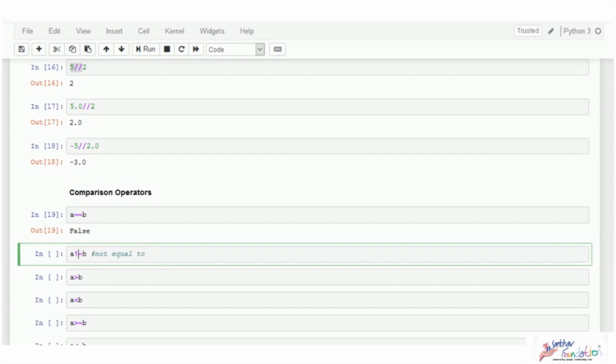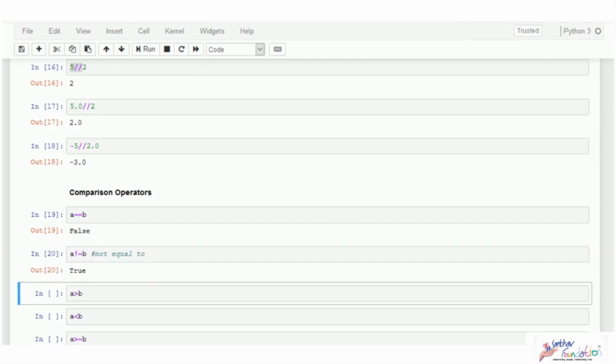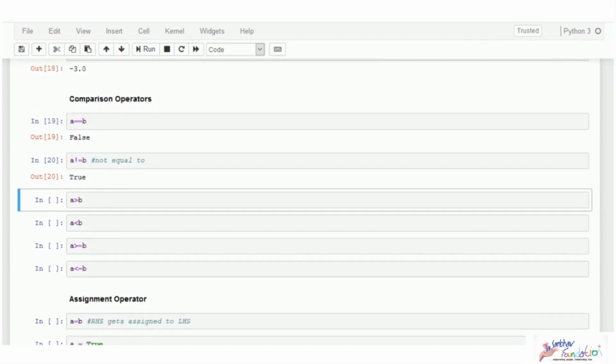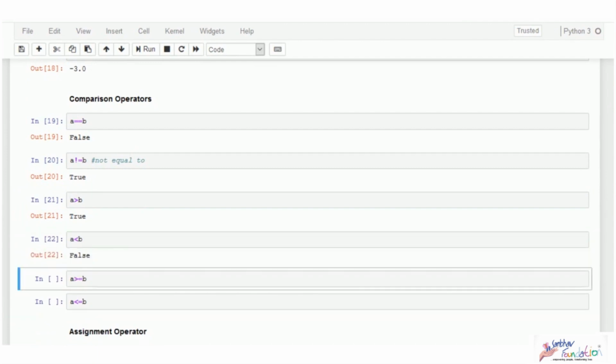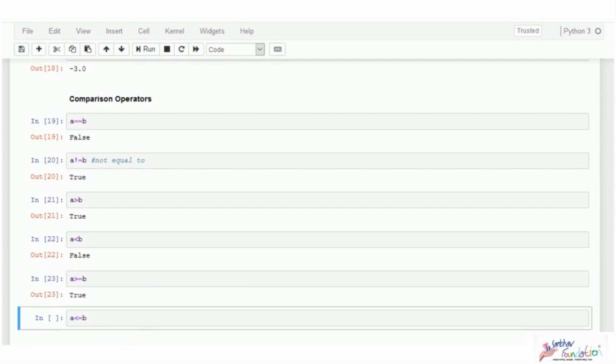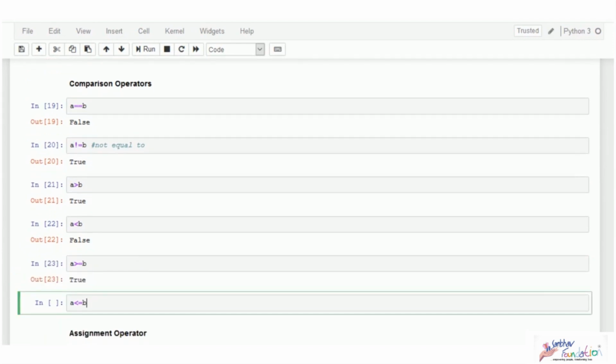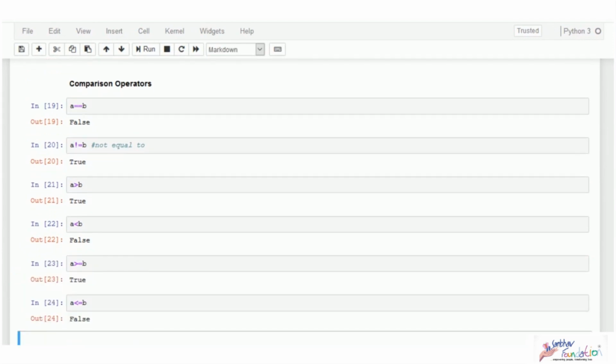Okay, this is the not equal to representation in Python. An exclamation mark and equal to means not. So this is the symbol for not. A not equal to B: again 10 is not equal to 3, which is true, so you get the true output. Then we have the greater than: 10 greater than 3 is true. Then we have the lesser than operator: 10 less than 3 is false. Then greater than or equal to, and then the less than or equal to. So these are the comparison operators that are available in Python.